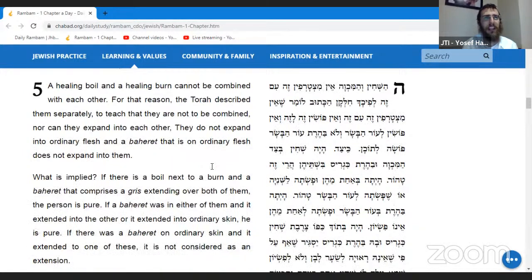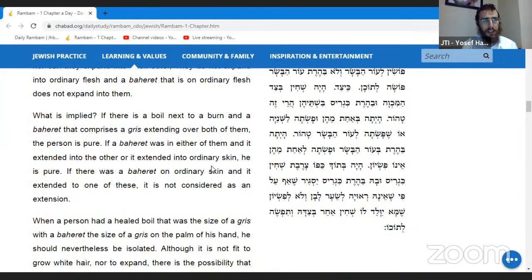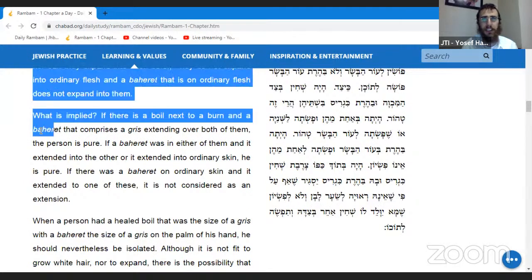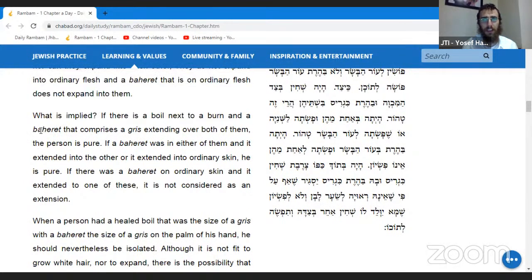What is implied? If there is a boil next to a burn, and a baheres means a white spot, one that is of shades of white that makes the person potentially impure. And that baheres has a gris. Gris is the minimum amount that the baheres needs to be able to make the person impure. But that gris extended over these 2 wounds. So there was half a gris on the boil and half a gris on the burn.